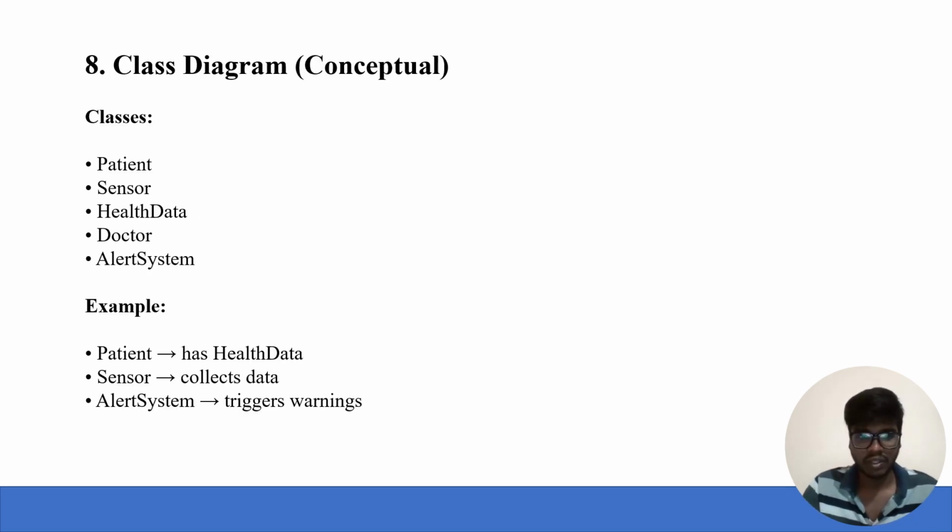Then we have a class diagram with conceptual understanding. You have the classes such as patient, sensor, health data, doctor, and alerts. For example, we can see here that a patient has health data, sensors collect the data, and alerts trigger warnings, which are most important if there is any abnormality. The sensors have the alert system.